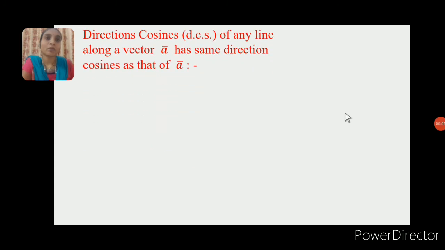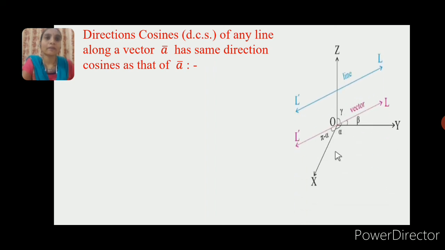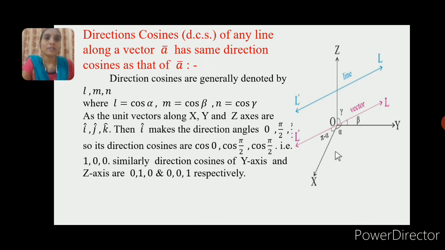Direction cosines of any line along a vector a bar have the same direction cosines as that of a bar. Direction cosines are generally denoted by L, M, N, where L is equal to cos alpha, M is equal to cos beta, and N is equal to cos gamma.